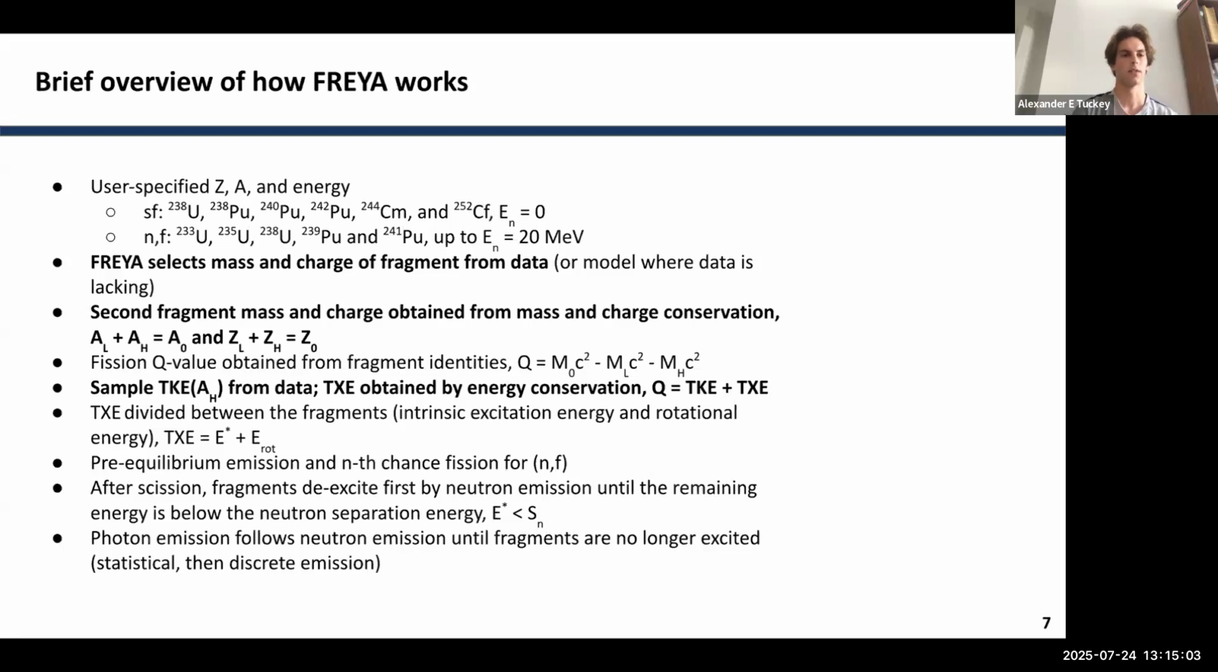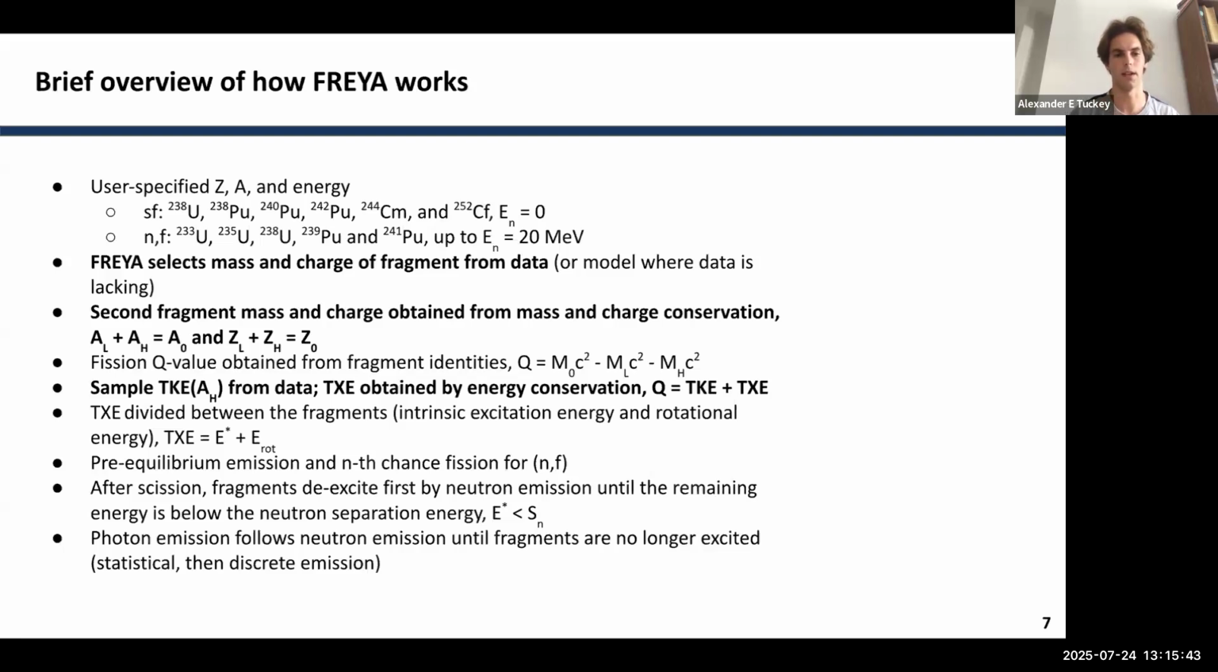But anyways, once we have specified the charge, mass, and energy, Freya moves forward and selects the charge and mass of a fragment from data where it's available, or if it's not, it uses a model's prediction. So far we have specified the target nucleus and we have a single fragment. We obtain the second fragment simply by mass and charge conservation, since we cannot lose mass or charge during this fission process.